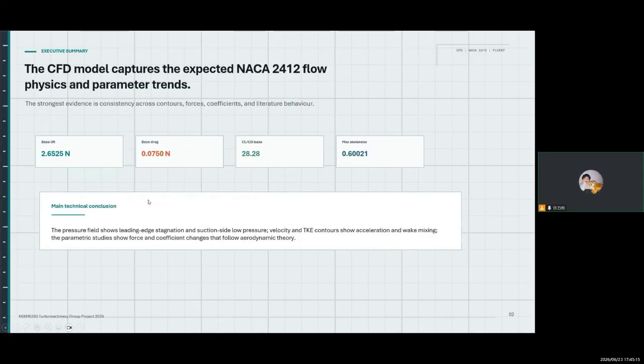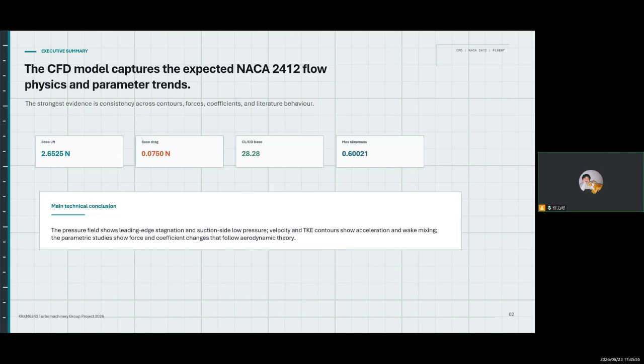This slide shows the overall summary of our project. The CFD model captures the expected NACA2412 flow physics. The main evidence comes from the pressure contours, velocity contours, TKE contours, force results, coefficient results, and literature comparison. For the base case, the lift is 2.6525, the drag is 0.075, and the lift-to-drag coefficient ratio is 28.28. The maximum skewness is 0.60021, so the mesh quality is acceptable for this coursework level CFD study.